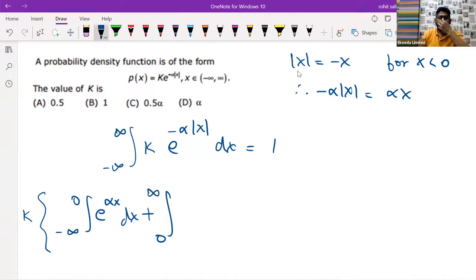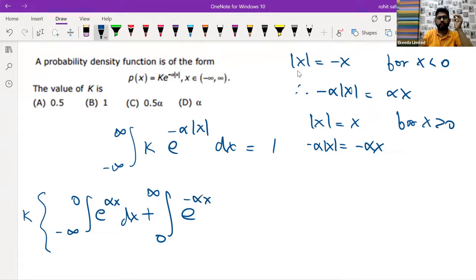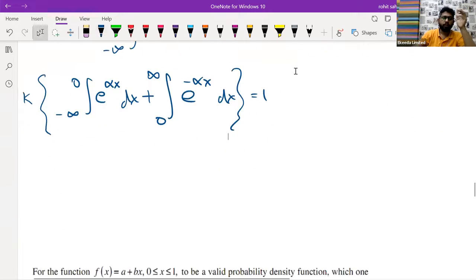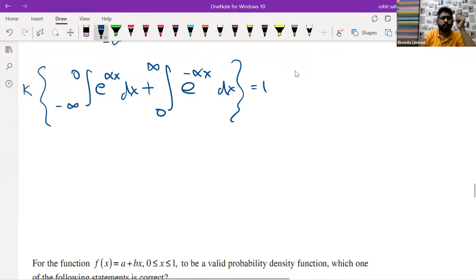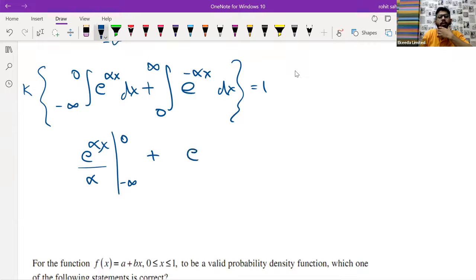Okay, so 0 to infinity again. So अभी क्या है? Mod x will be x for x greater than 0. So minus alpha mod x, वो सिर्फ minus alpha x रह जाएगा. So e to the power of minus alpha x dx should be 1. k आपका है वहां पर, ठीक है? k है, भूलना मत. मैं भूल जाऊंगा लेकिन आप मत भूलना. e to the power of alpha x का जो इंटीग्रेशन है वो होगा e to the power of alpha x by alpha, limits negative infinity to 0, plus e to the power of minus alpha x का हो जाएगा by minus alpha, the limits 0 to infinity, equal to 1. यहाँ पे k है, ठीक है?